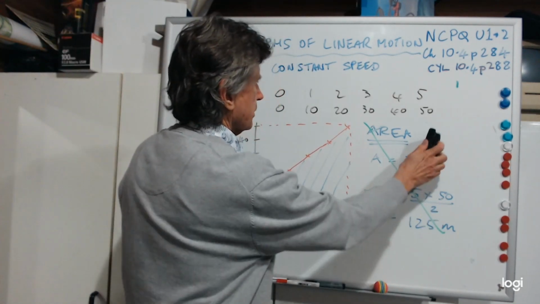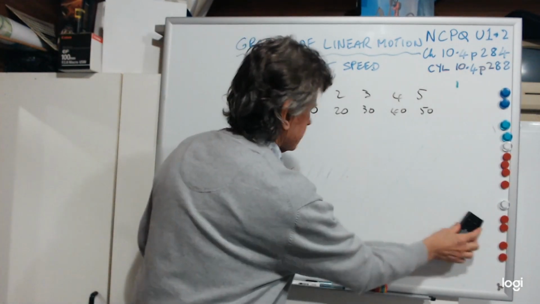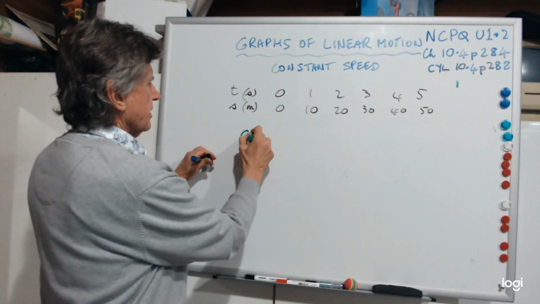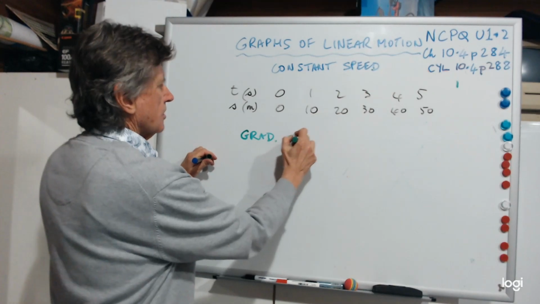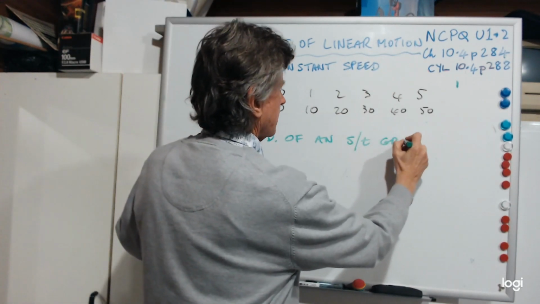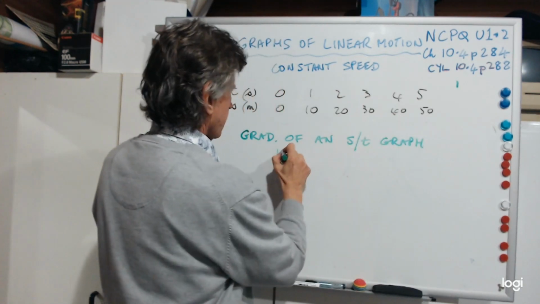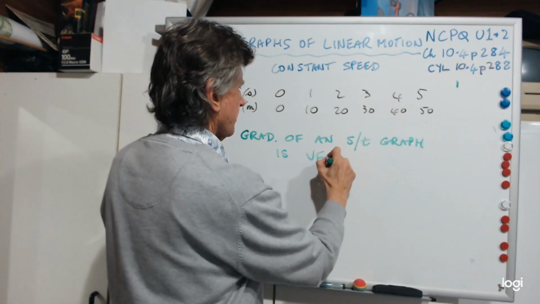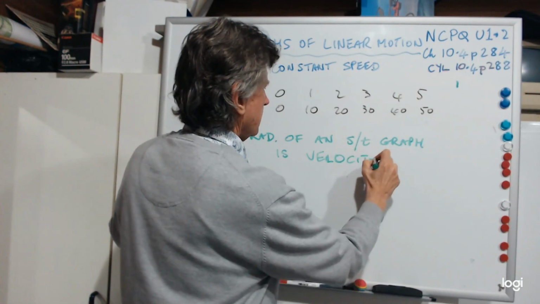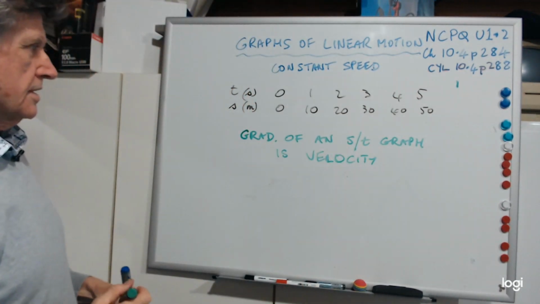So I'm just going to write this down. So this is what you'd write. You'd say the gradient of the ST graph is the velocity. Okay, so that's about all there is to that.